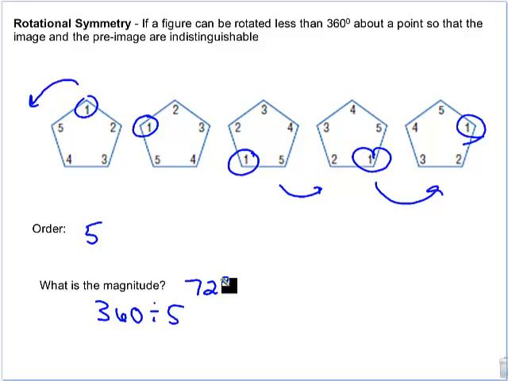Will it go counterclockwise each time? Well, no, it could go either way. We could go 72 degrees clockwise and get the same images. But it'd be a positive number. Yeah, this is always positive.